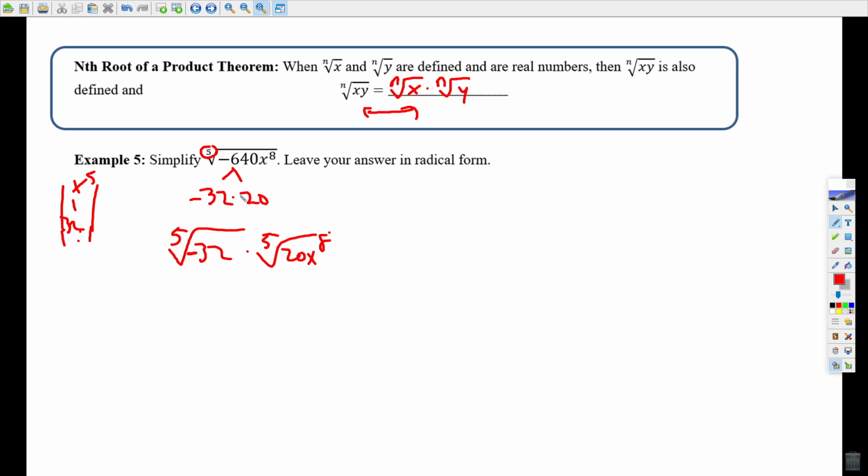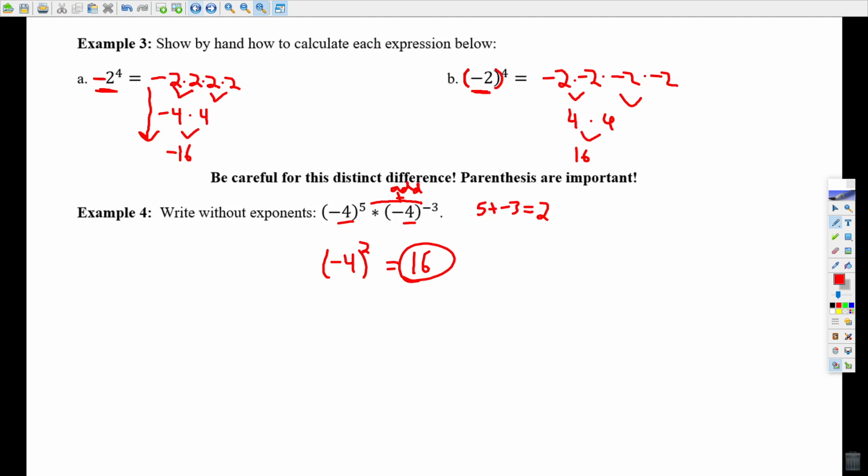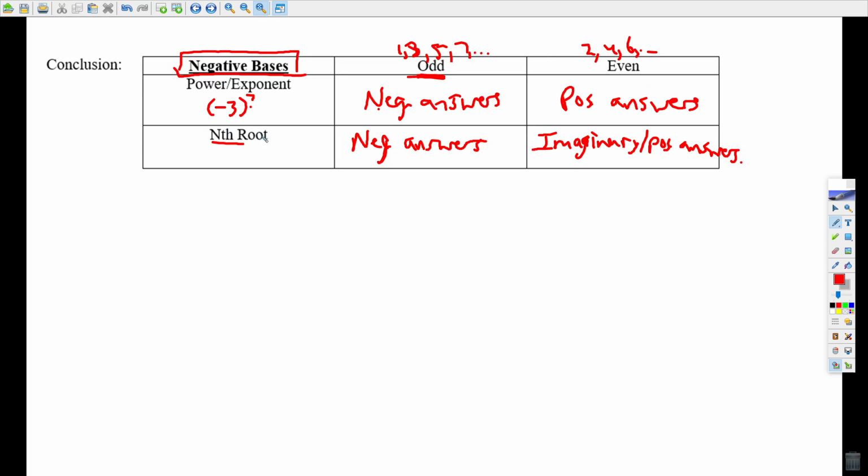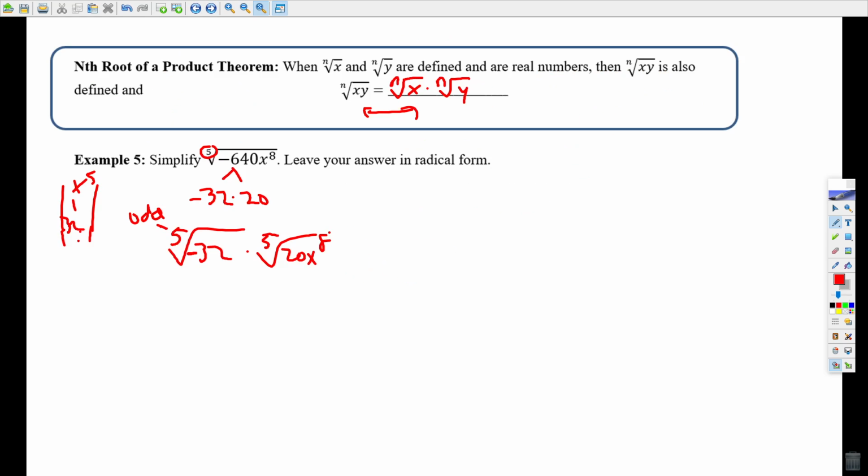And if you remember from the table, the 5th root of a negative number, this is an odd root. So what about odd roots? With an odd root, we're going to get a negative answer. So we do not get imaginary numbers here, which is good. And so you take the 5th root of negative 32, you get a negative answer. You can use your table. It should give you the answer of 2, but there's a negative there, so we know we're going to get negative 2. And then we have the 5th root of 20 x to the 8th.